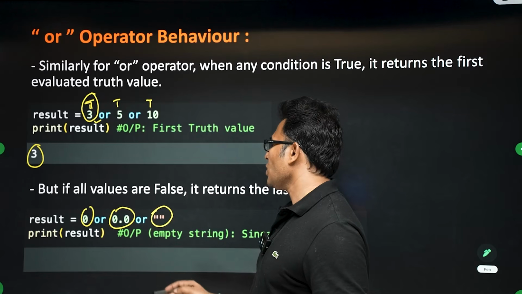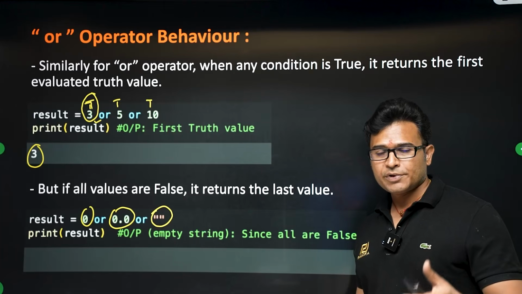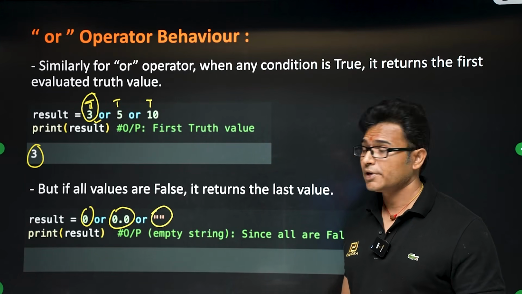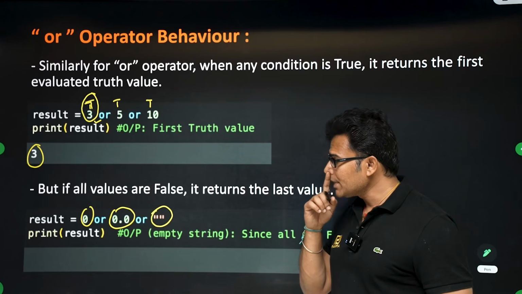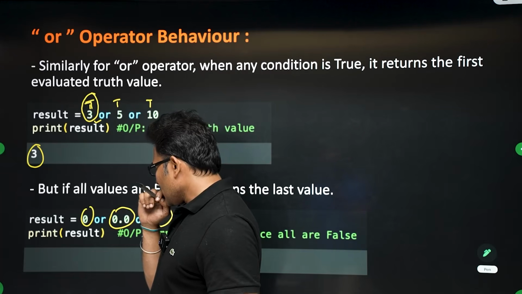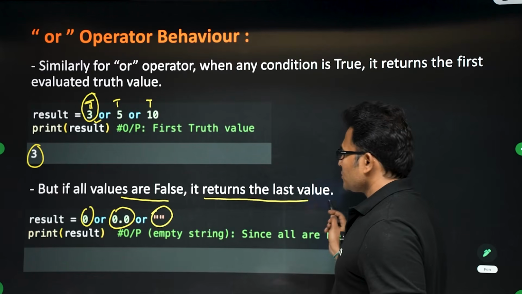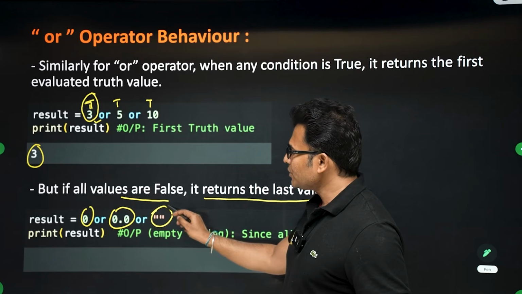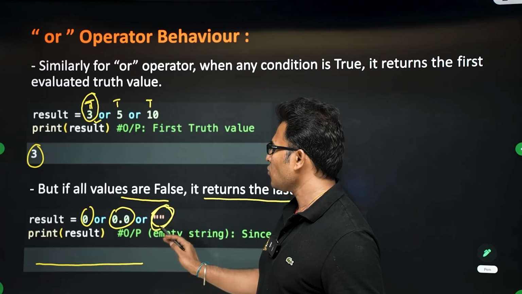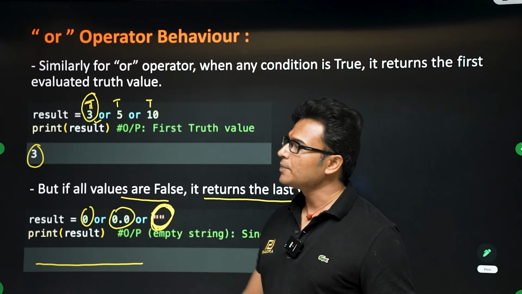Now if you write something like 0 or 0.0 or an empty string, what happens if all the values are false? See, an empty string also represents false. 0 represents false, 0.0 represents false, and empty string also represents false. So what happens in this case is, when all the values are false, it returns the last value, which means the empty string will be returned. That is why you are not seeing anything here. When all of them are false, the last value, which is nothing but the empty string, will be returned.